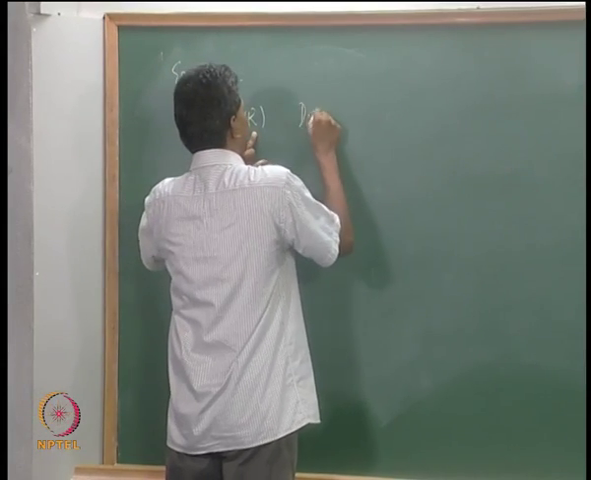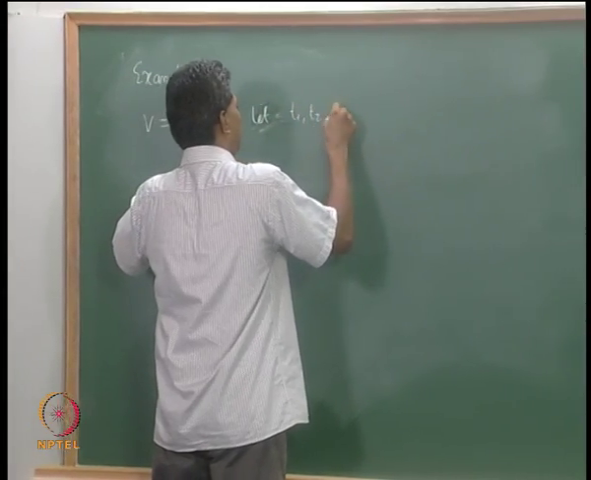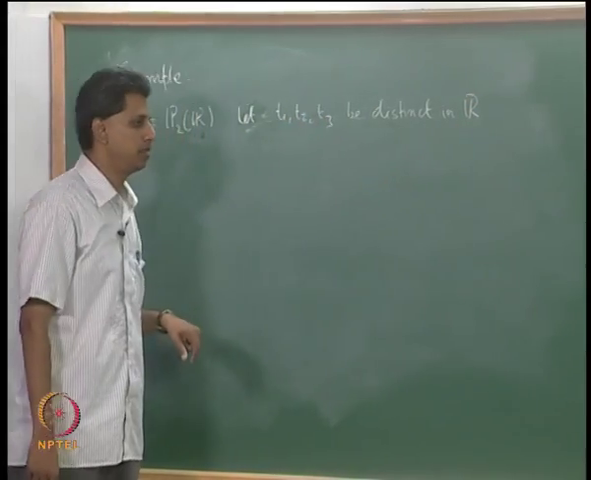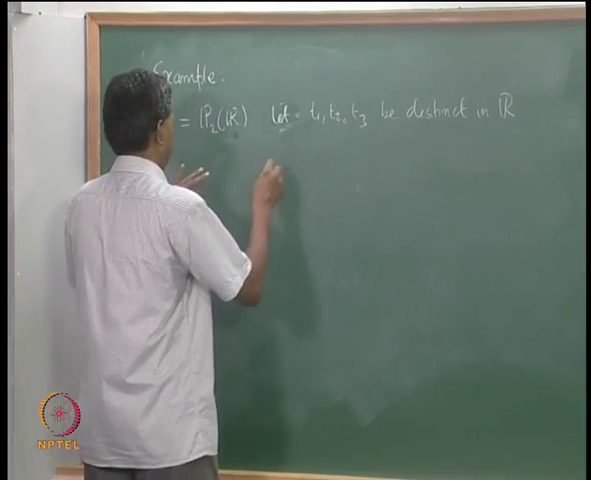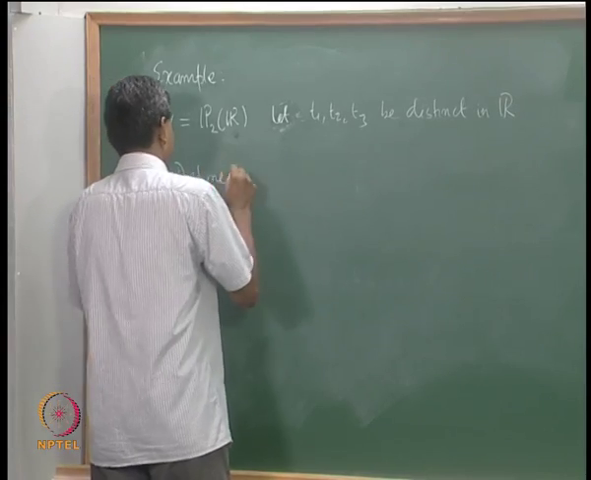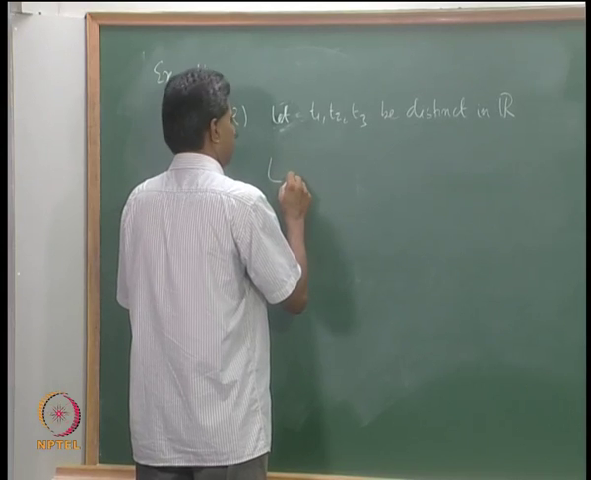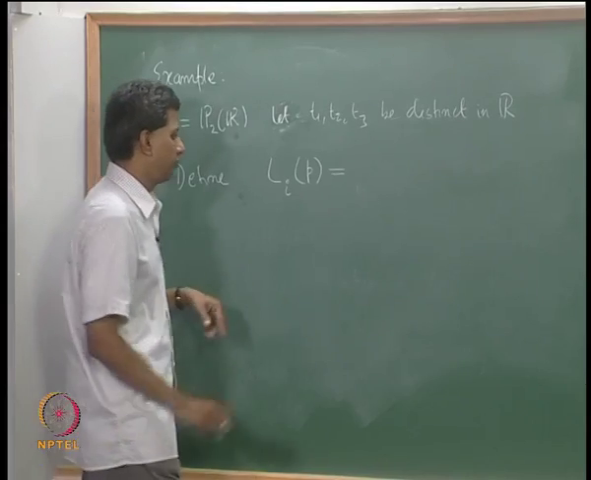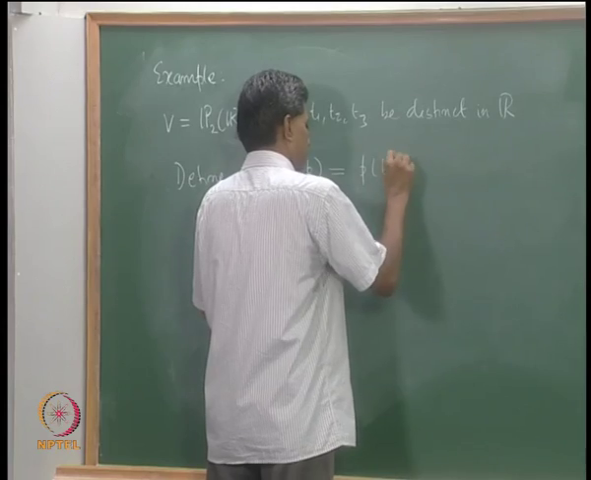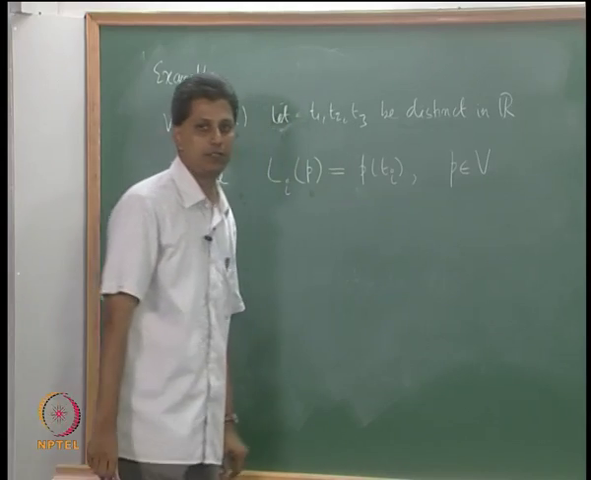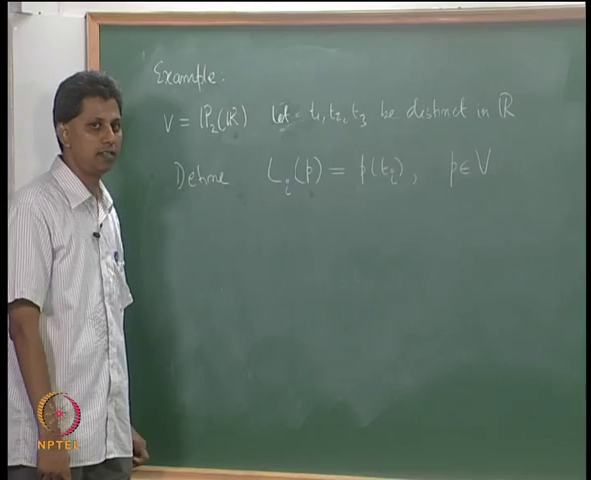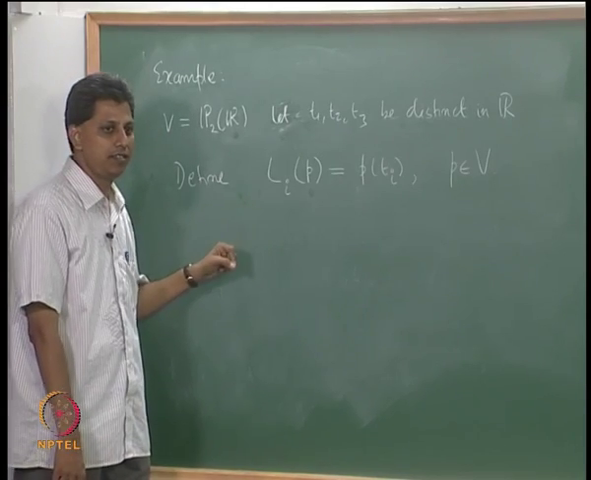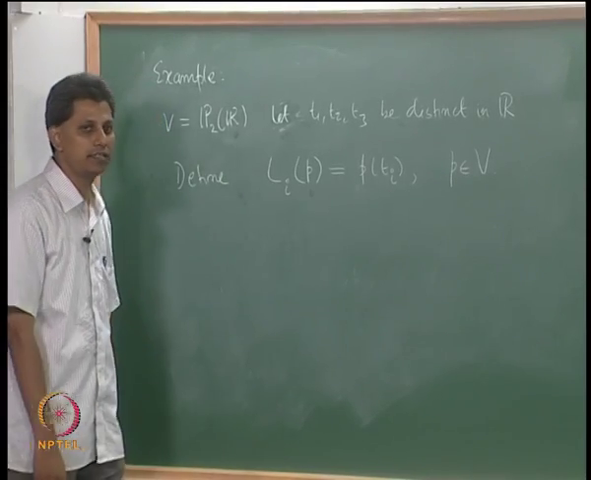So let me define, let us take 3 numbers T1, T2, T3 as distinct. I have 3 distinct numbers. Let me define 3 functionals, L1 of P, L2 of P, L3 of P. Li of P is P at Ti. Given a polynomial of degree less than or equal to 2, I will compute the value of this polynomial at T1. That is my functional L1 of P. L2 and L3 are determined similarly.